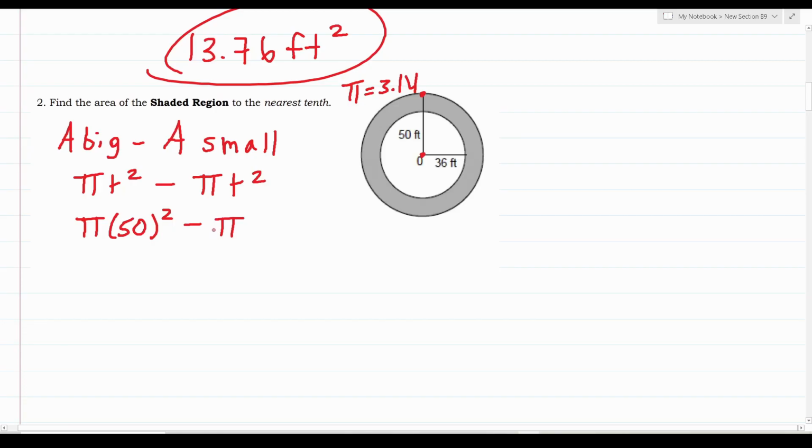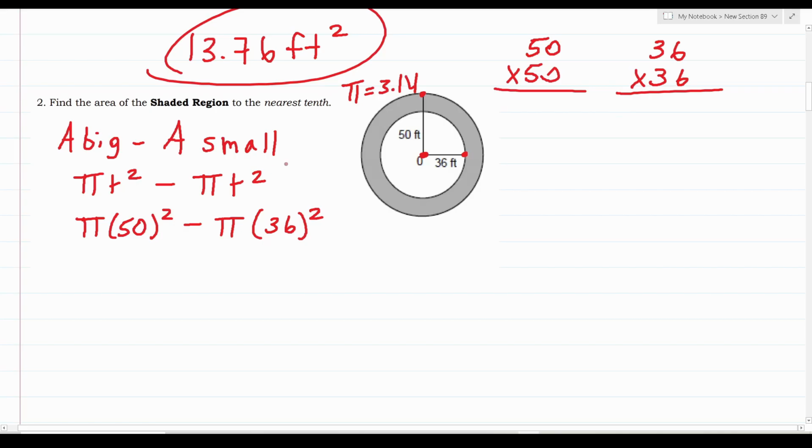What is the radius of this small circle? Again, here's the edge of the small circle, and here's the center point. We can see that is 36, so this becomes 36 squared. 50 squared is the same thing as 50 times 50, and likewise, 36 squared is the same thing as 36 times 36. So if you can't do those mentally, you can go ahead and work them off to the side.